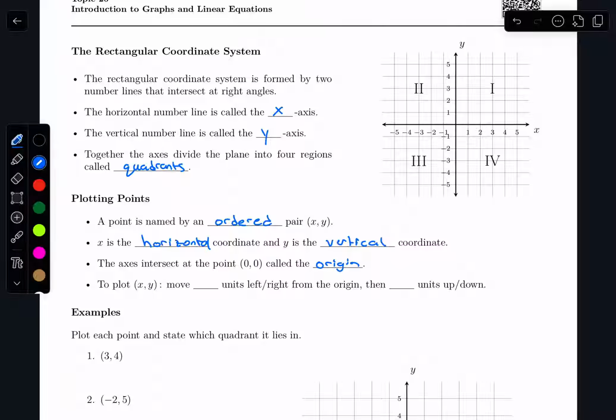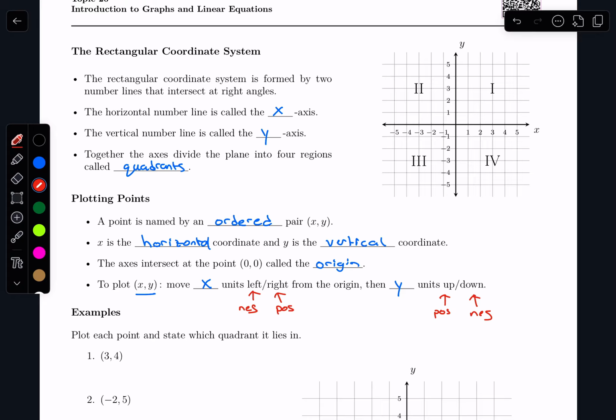So our next bullet is to plot an ordered pair, x comma y. We're going to move x units either left or right from the origin, and then move y units up or down, where specifically we will be going to the left if x is negative and to the right if x is positive. Then for the y direction, we will go up if y is positive, but down if y is negative.